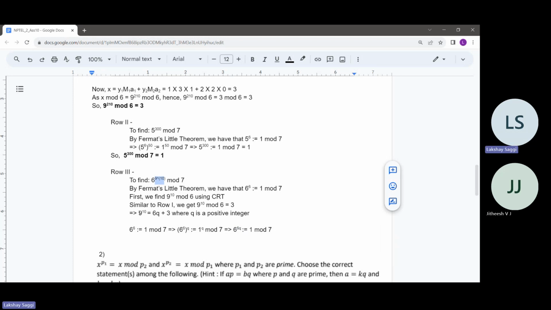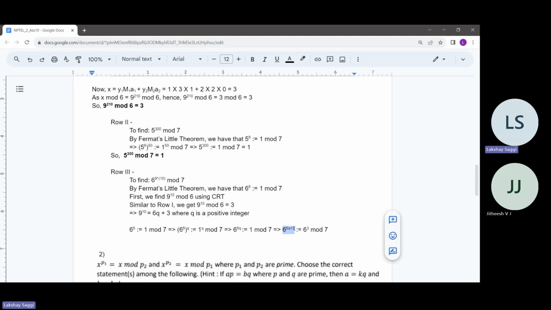So now what we can do is, we know that we can write 9 raised to the power 10 as 6q plus 3. So we have covered the 6q part. We just need this 3 part more. And how can we do that? We can just multiply 6 cube on both sides. So this implies that 6 raised to the power 6q plus 3 is congruent to, we just multiplied 6 cube on both sides, mod 7.